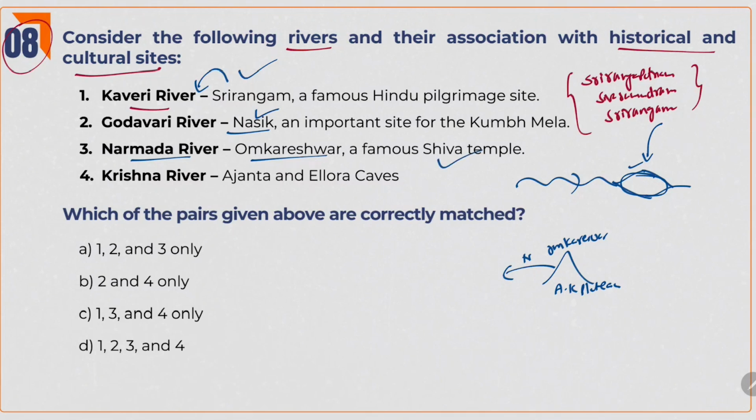Krishna river, Ajanta and Ellora caves. Once remember the UPSC previous year questions. The river which passes through the Ajanta and Ellora caves is the Waghora river. It is not the Krishna river. You have to remember this river because it came in UPSC PYQ. And this one also: Srirangam, Srirangapatnam and Sivasamudram islands are located in the Kaveri river. Okay, here the answer is 1, 2 and 3.